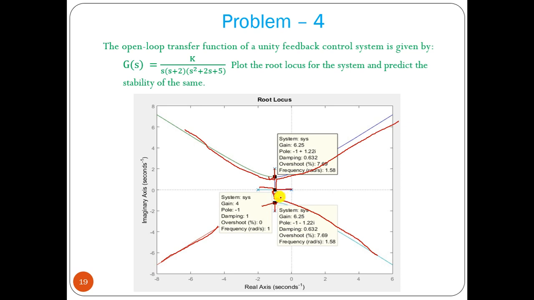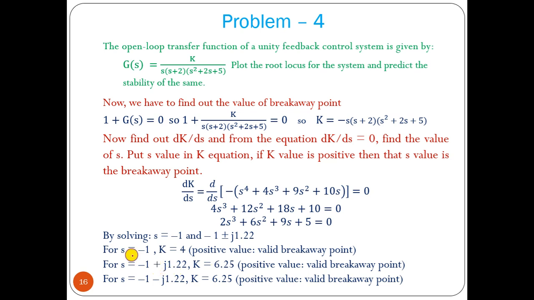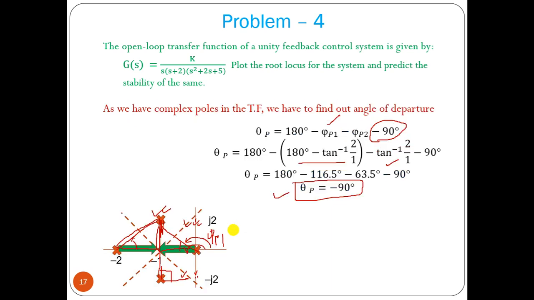Okay, and we can see the values. When it is minus 1, gain is 4. When it is minus 1 plus minus j1.22, gain is 6.25, that we can find out from our calculation. Minus 1, K equal to 4, and those two complex numbers have a gain value of 6.25.